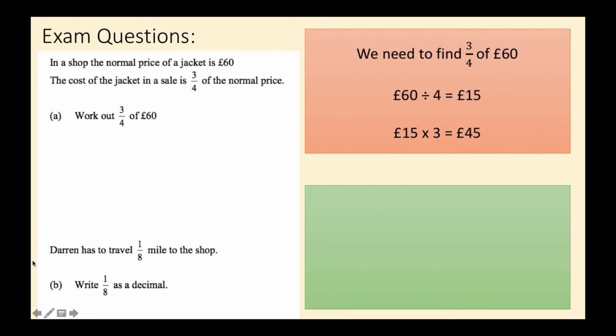Okay. Now, the next one, again, we haven't gone through this, but it's fine. You should be okay with it. Darren has to travel 1/8 of a mile to the shop, and it wants you to write 1/8 as a decimal. Now, 1/8 as a decimal means we do 1 divided by 8. If you did that on your calculator, it would give you 0.125. That is our decimal.